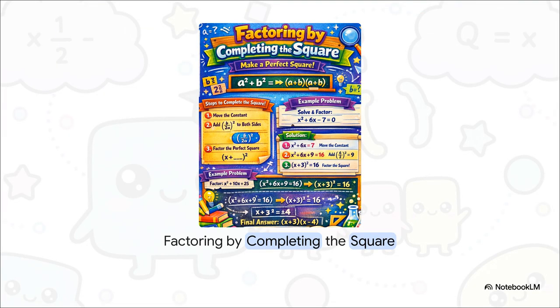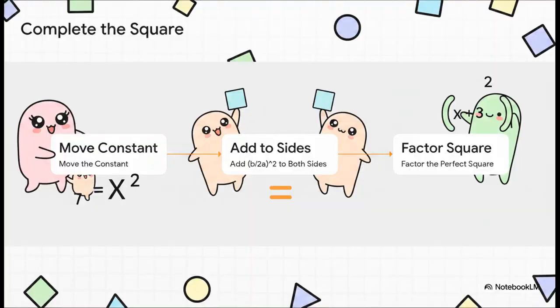Our first failsafe is completing the square. If an equation doesn't gracefully give us a perfect square, this method allows us to just build one from scratch. It's basically the mathematical equivalent of forcing a square peg into a round hole. Let's walk through the exact mechanism of this brute force approach.